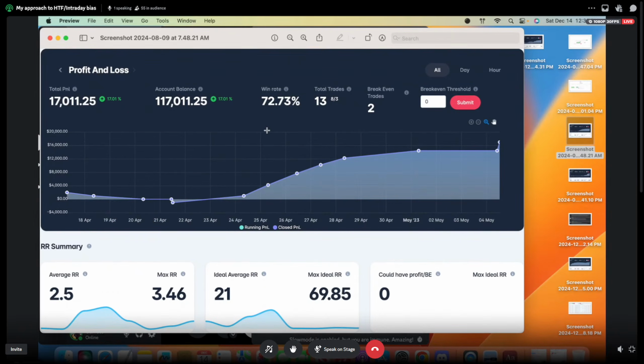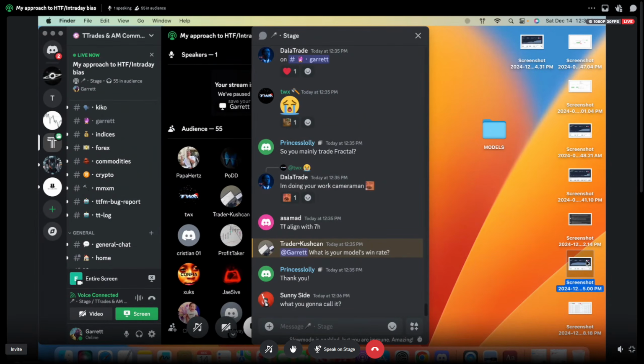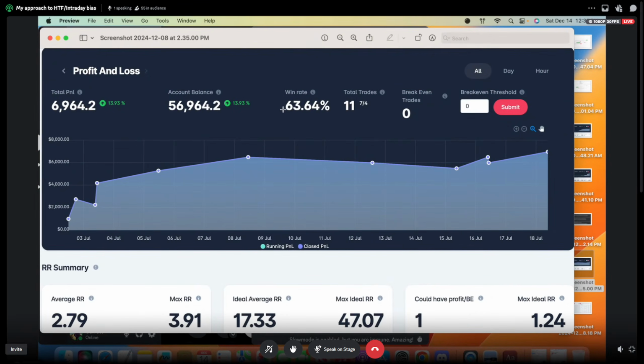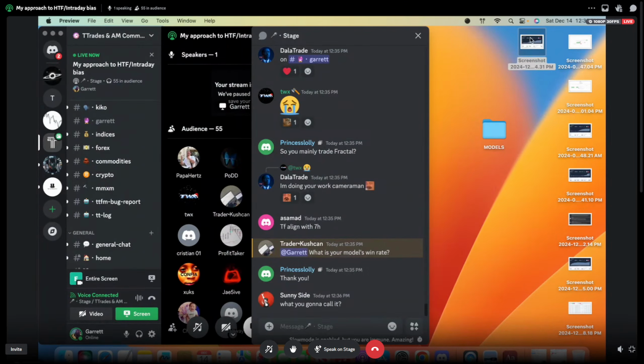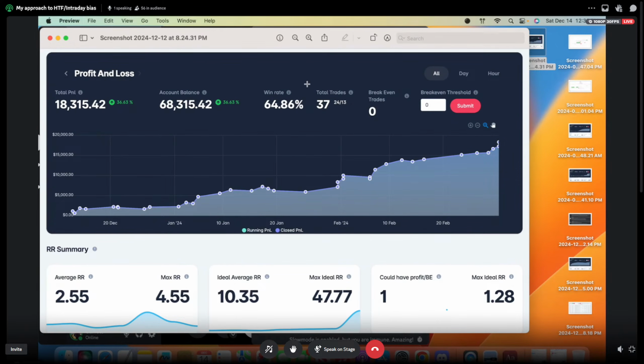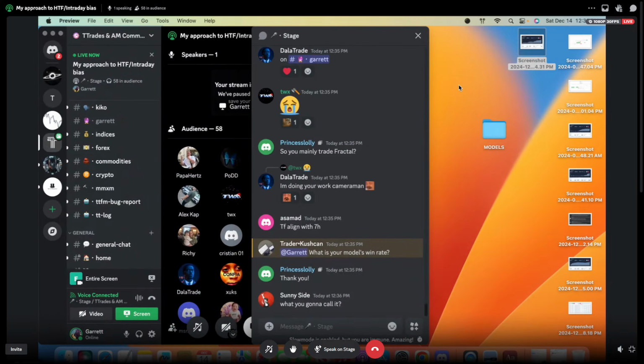This is a little bit better, 72%. Oh, that's nothing though, it's only 13 trades. But this one is like 67%. Usually, if I refer to this as well, I was doing this yesterday on gold: 65%, around 2 to 3R is usually what I go for.